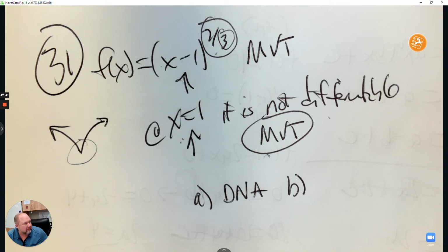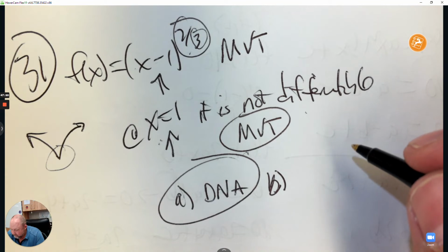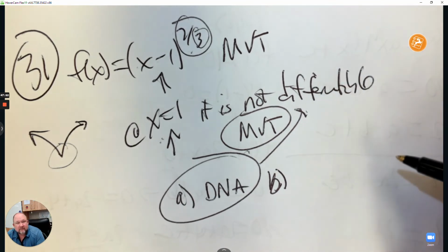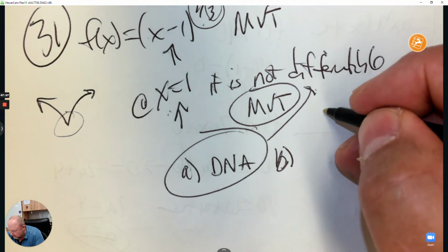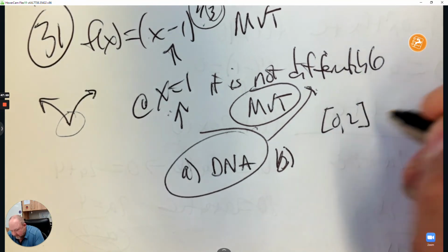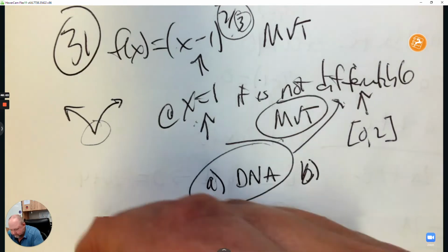Let me just make sure I don't set you up, because F is not differentiable. So there you go. They just said the first one, so this is the one it doesn't apply to. And this is why: at x equals 1, it's not differentiable. So on 0 to 2, it does not apply. Okay, 32.